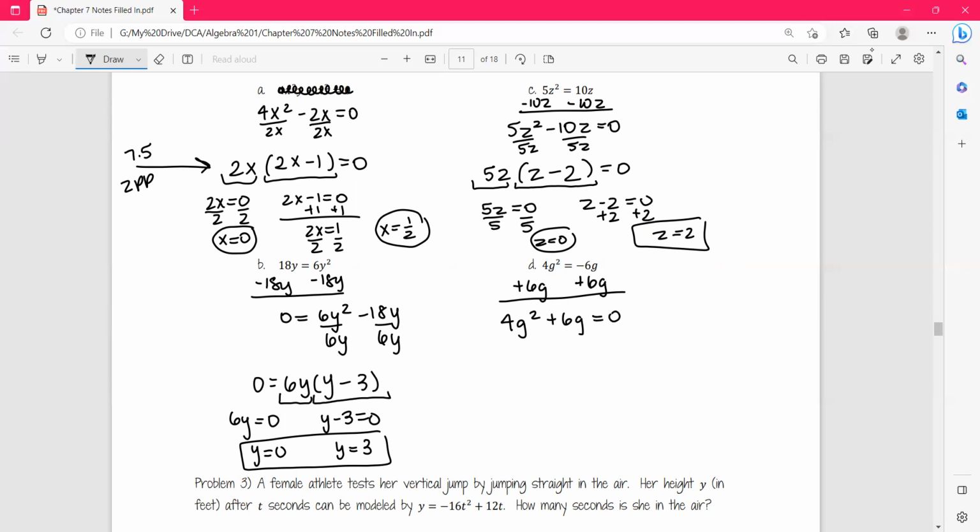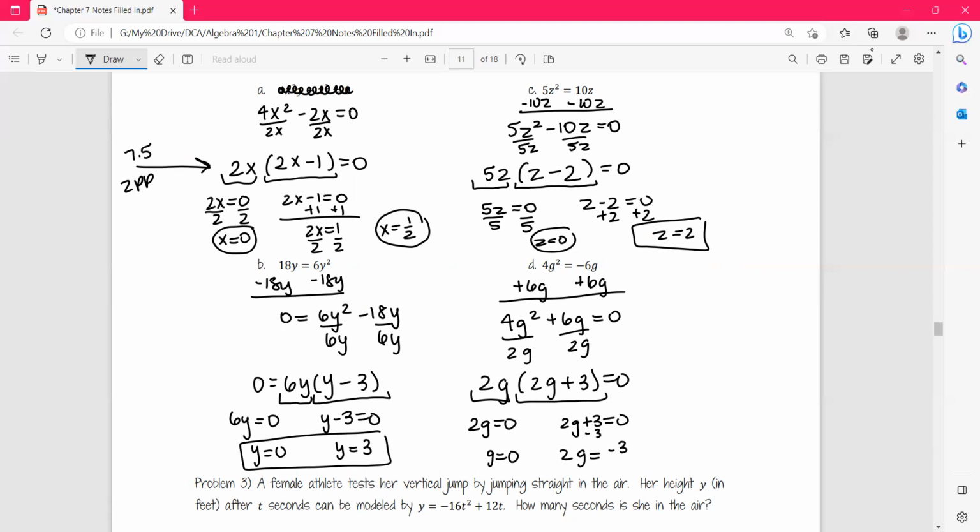What's my GCF here? If I see 4 and 6, I know I could take out a 2. G squared and g, I can take out a g. So 4, take out a 2, I'm left with 2. G squared, take out a g, I'm left with g. 6, take out a 2, I'm left with 3. As soon as I see two factors, I'm ready for the zero product property. And then I can solve both of these for g. I'll subtract 3, and then I'm going to divide by 2. Two steps in that one. Okay?